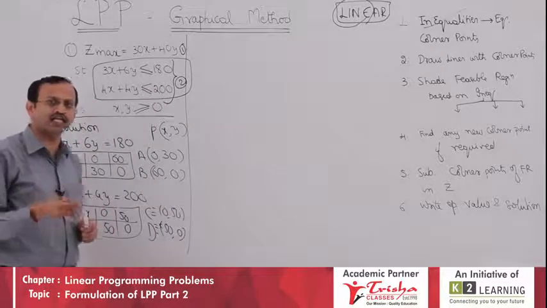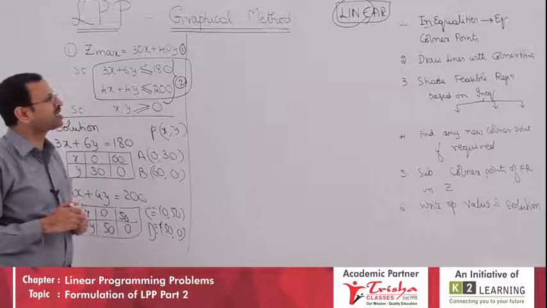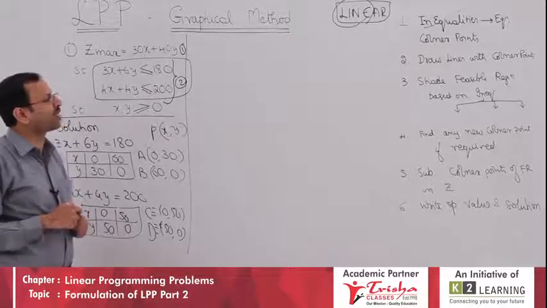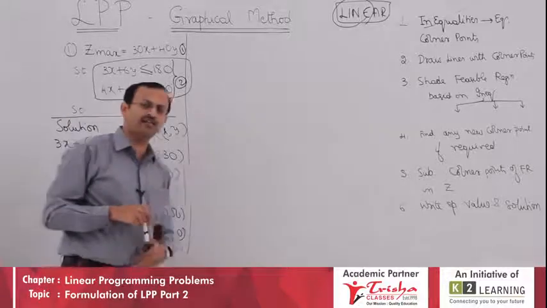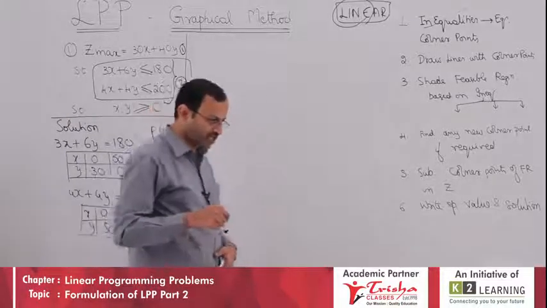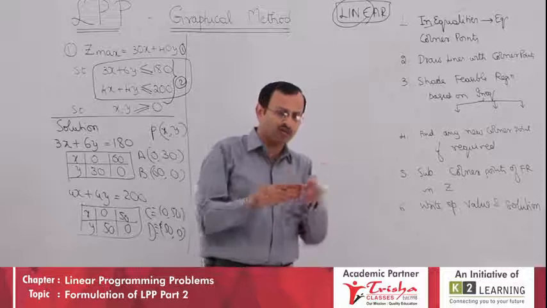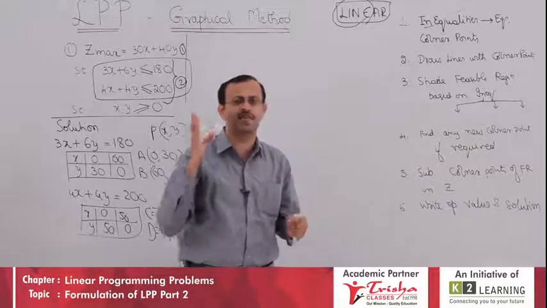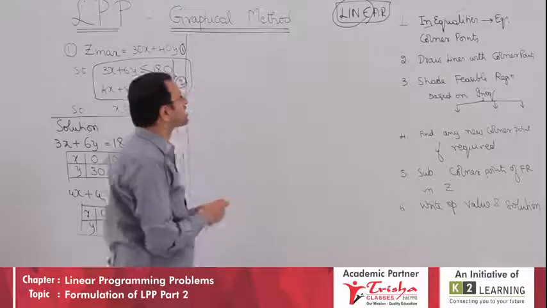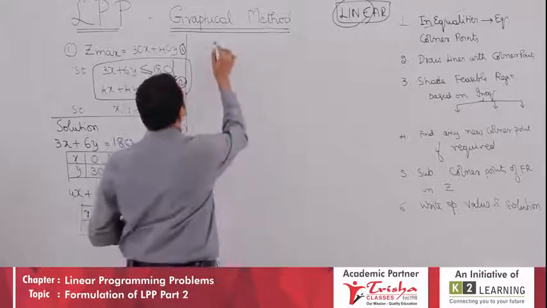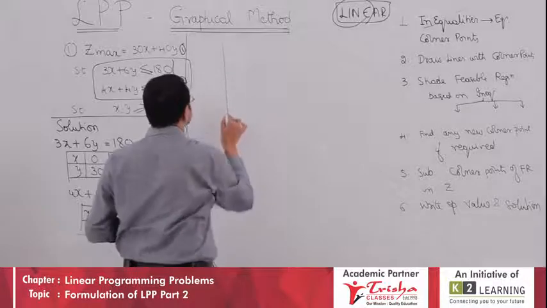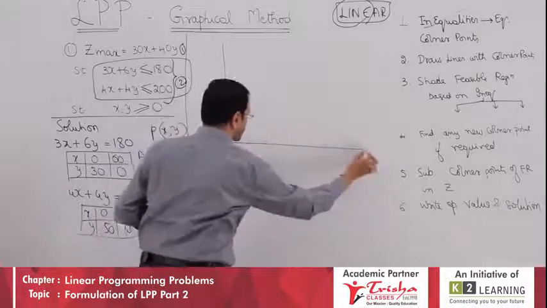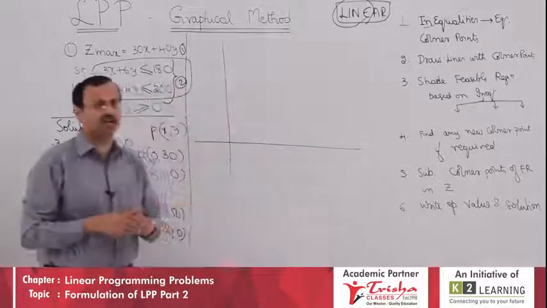Let us go to the second step, my dear students. Draw the lines with the corner points. How do you draw the lines with the corner points? If you are going to draw, you need to have 2 points. Join those 2 points, and a line will be formed. Let us consider the graph first. Okay. Now what is this graph about?